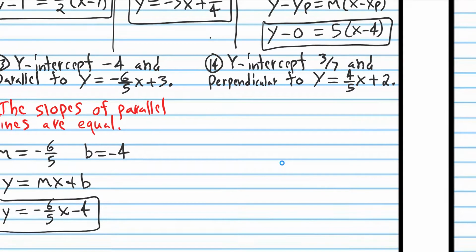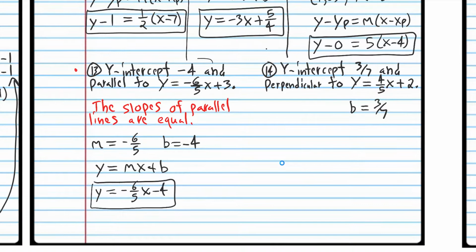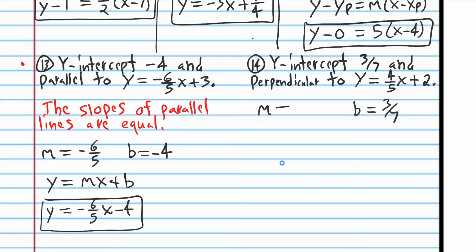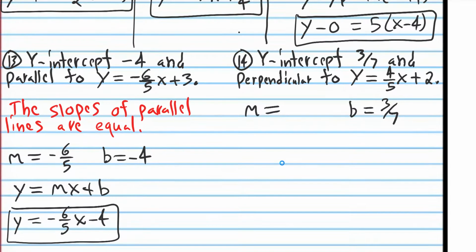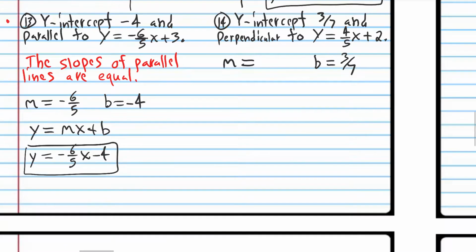Well, first of all, we know the y-intercept is 3/7. So we're given the y-intercept just like we were given the y-intercept in the previous problem. But we need to find the slope. So if this line here is perpendicular to our line, then the slopes are negative reciprocals.